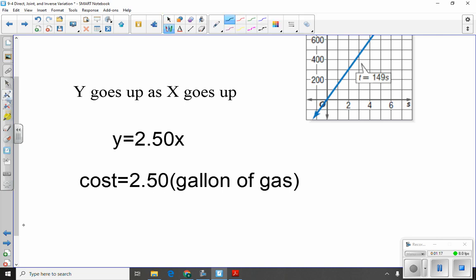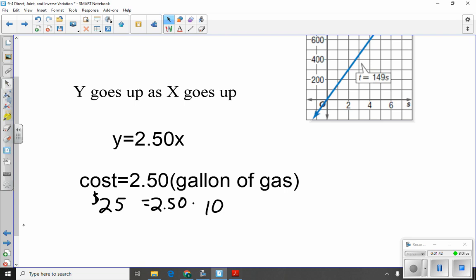Now, if I purchase more gallons, then I have to pay more dollars. So if I pick 10 gallons, I have to multiply that times 2.50, and that'll equal the cost, which would be $25. So the more gas you put in your tank, the higher the price you have to pay for it. Depending on how much you put in your tank, the price per gallon is not going to change. That's your k, but the cost will. So as x goes up, so does y.